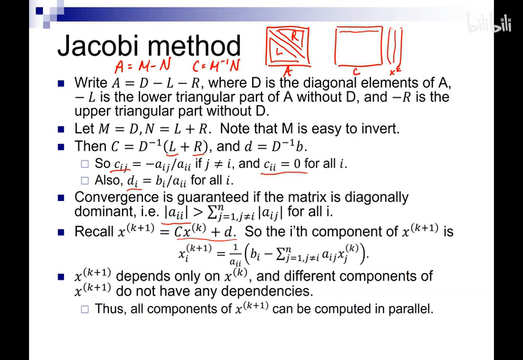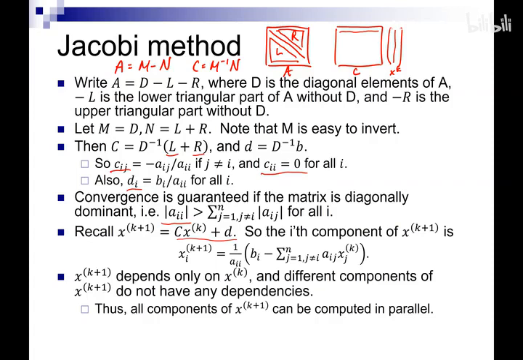So therefore, if we've already computed x of k, then since that's all we need for x of k plus 1, and since all of these coordinates don't have any dependencies, we can compute all the components of x of k plus 1 in parallel.